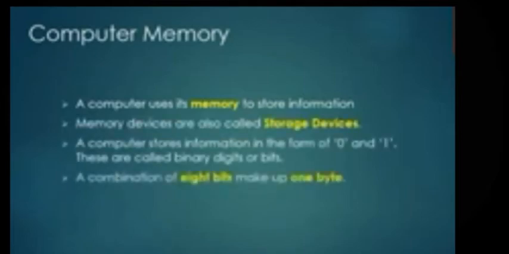Do you know one thing? A computer does not understand any of your language, neither English nor Hindi nor any language. So it stores all its information in the form of 0 and 1, and that's called binary digit, or it's simply called bits.